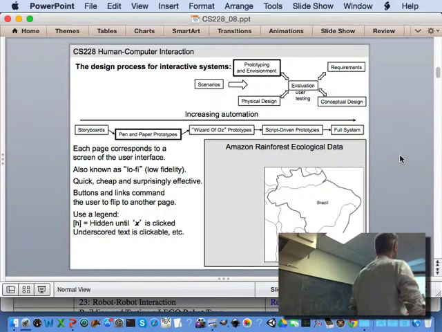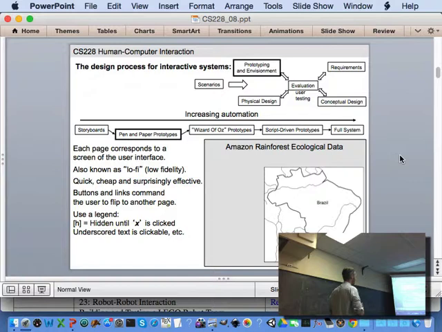So I want you to turn to your neighbor in a moment, and with pen and paper, sketch out a couple of pages where on each page you actually create one web page. So this is obviously very low fidelity, quick, cheap, and surprisingly effective. And sketch out a blob, which corresponds to Brazil, and you'll capture most of the rainforest. And then add around your blob, your map, widgets.